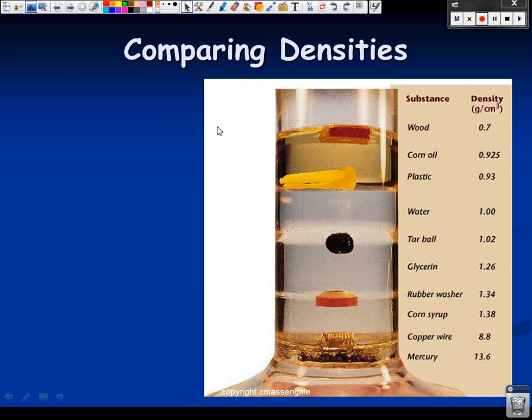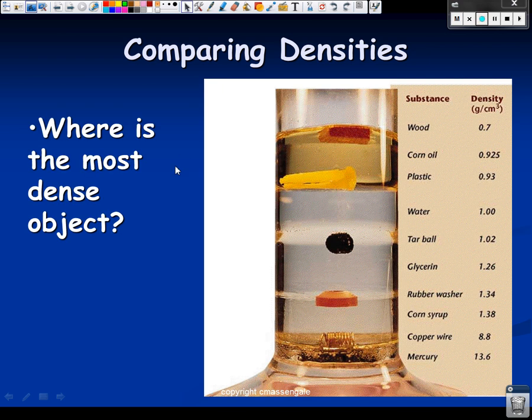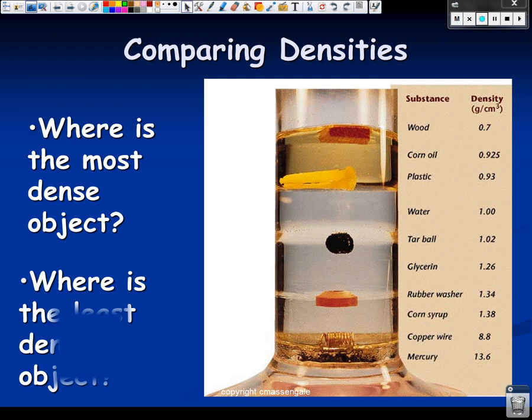Okay, so comparing densities. We've got this thing called a density column. And in this density column, there's wood, corn oil, plastic, water, a tar ball, glycerin, rubber washer, corn syrup, copper wire, and mercury. What property are all of those things separated by? It's density. So my question to you is, where is the most dense object? At the very bottom. So where is the least dense object? At the top.